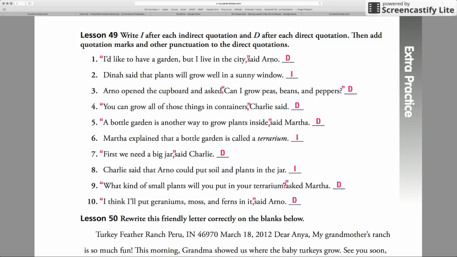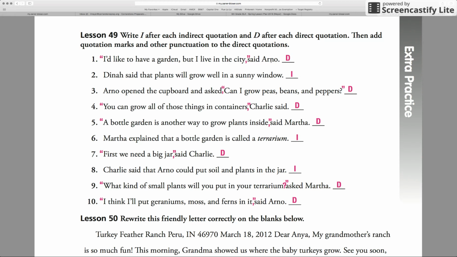Now, what did he say? That's what we need to put in quotation marks. I'd like to have a garden, but I live in the city. Those are the words that he spoke. So we're going to put that in quotations. Now we need to place the comma. The comma goes after the word city, but before your quotation mark. This is also a place where you might make a careless mistake. The comma always goes inside the quotation mark. The punctuation in general goes inside the quotation mark. So just remember that rule.